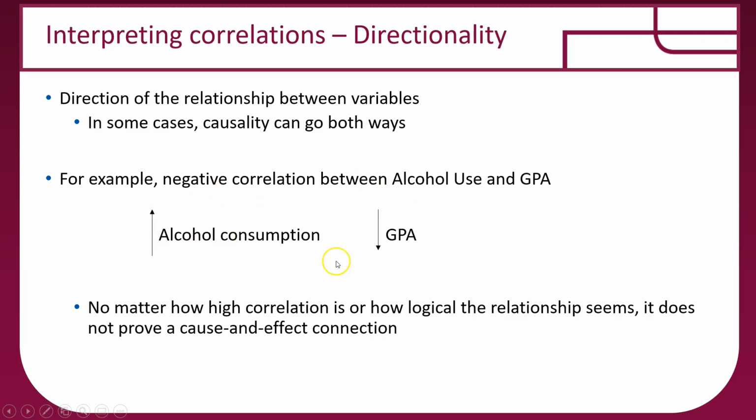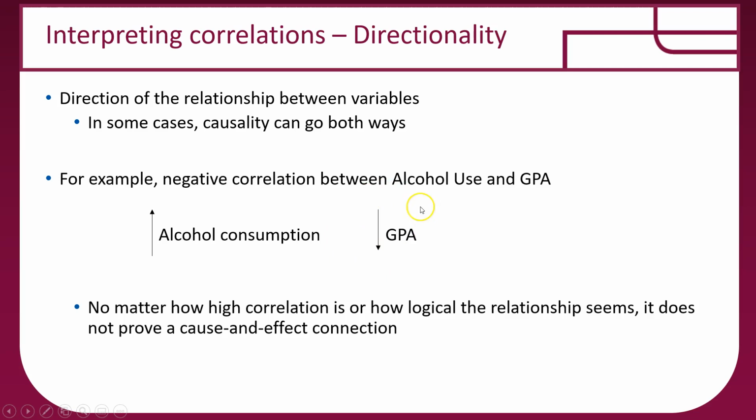If we again have this negative correlation, if I was an alcohol researcher, I might like to think that, well, I found that as people drink more alcohol, their GPA goes down. That sort of makes sense. But it could be that having a low GPA causes people to drink more alcohol. Could go that way too.